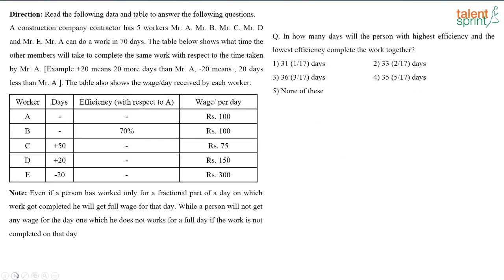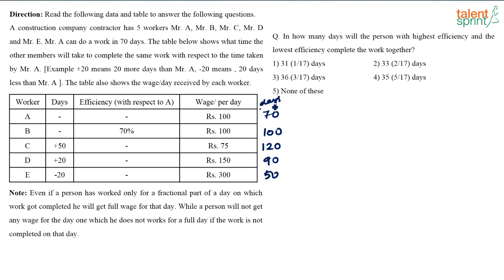Now, let us look at the first question. What does the first question say? In how many days will the person with the highest efficiency and the person with the lowest efficiency complete the work together? So how will you solve this? See, we have already found out how many days each of them take. So this is what we have.